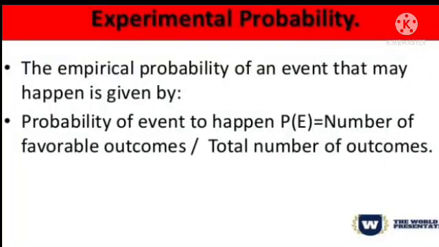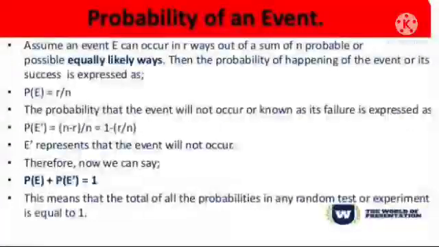Experimental probability. The empirical probability of an event that may happen is given by: probability of the event to happen is equal to number of favorable outcomes divided by total number of outcomes. Probability of an event. Assume an event E can occur in r ways out of a sum of n probable or equally likely ways. Then the probability of happening of the event, or its success, is expressed as P(E) is equal to r upon n.